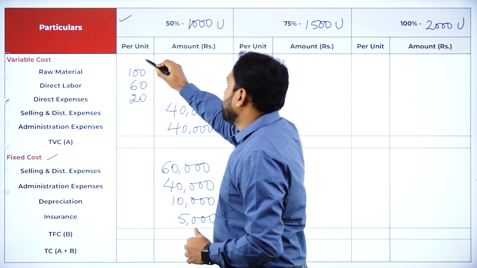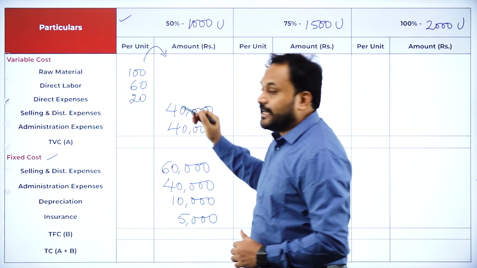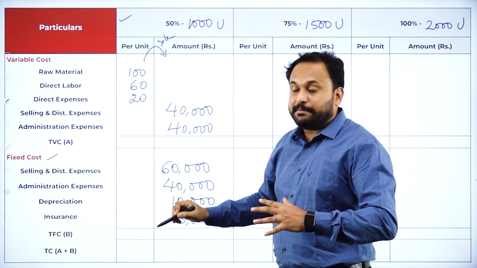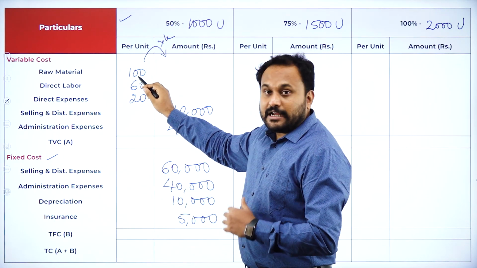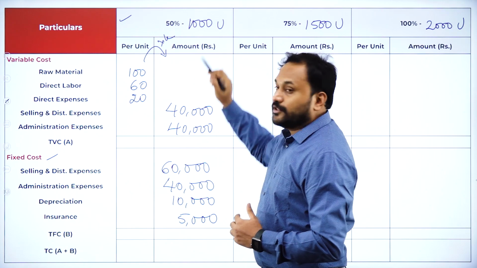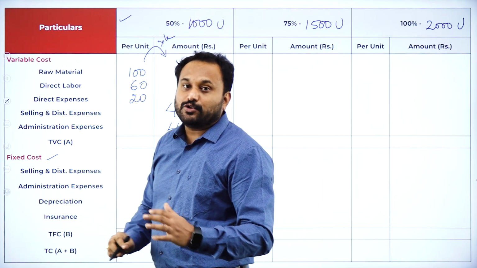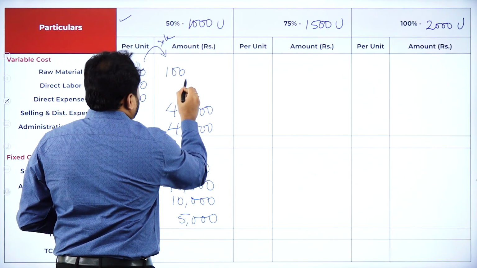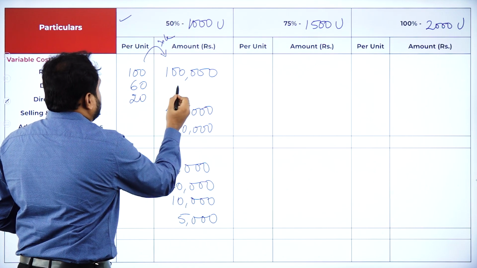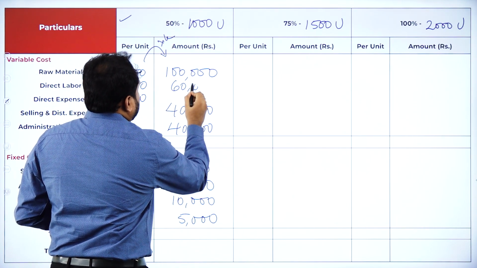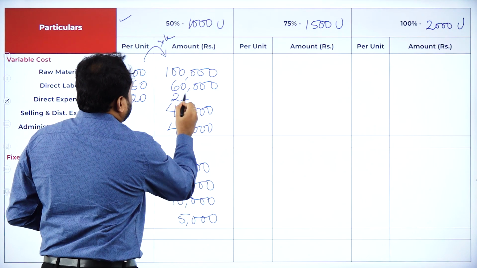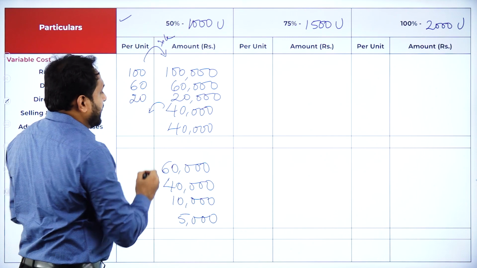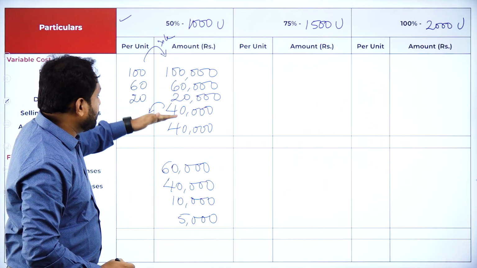Now I told you from here to here, if you need to write any of the entries, you are supposed to multiply. That means for 1 unit you are paying 100 rupees, but for 1,000 units how much? So it is how much? 1 lakh rupees you are supposed to pay. So we'll write here 1 lakh, then here it will be 60,000 and here it is 20,000.